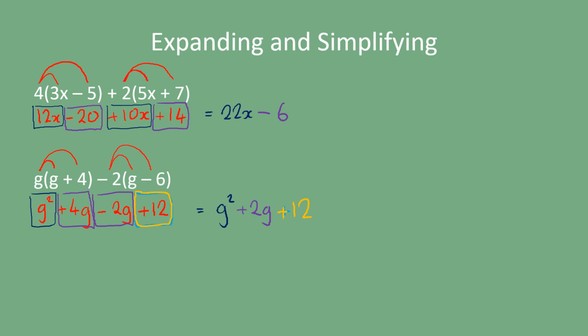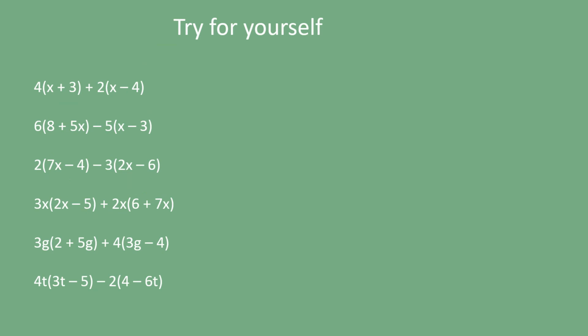So those are the two examples. Make sure you've got those copied down. And here are some questions to try. Again, I'll do the first one with you. So we're going to do 4 times x and 4 times 3. That's 4x plus 12. We're going to go 2 times x and 2 times minus 4. That's minus 8. Then we're going to collect our terms together. So 4x plus 2x is 6x. And plus 12 minus 8 is plus 4.